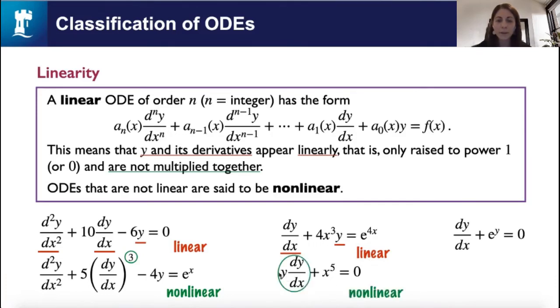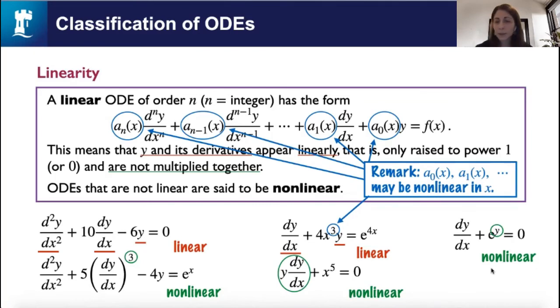Here we see the function y and the derivative being multiplied together, so this is non-linear. And in the final example, we see an exponential raised to our unknown function y, so this is clearly now non-linear.